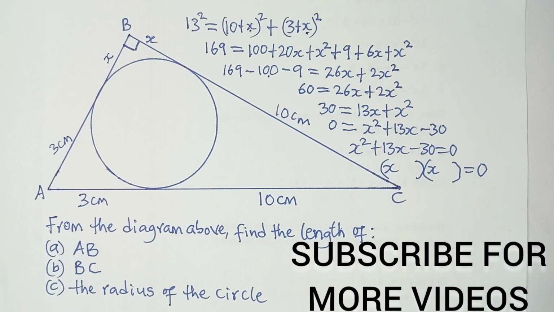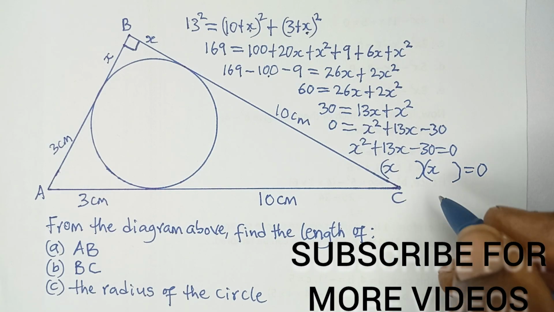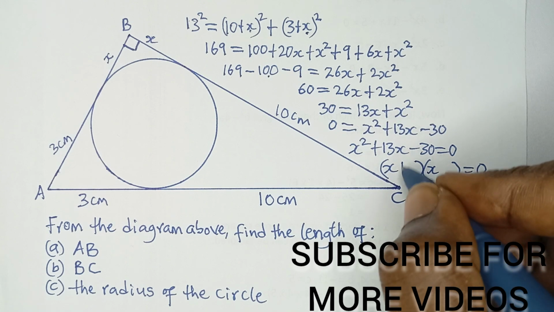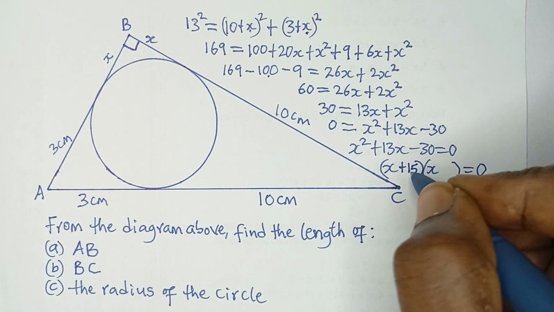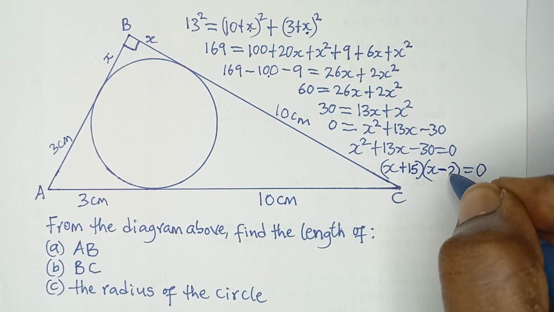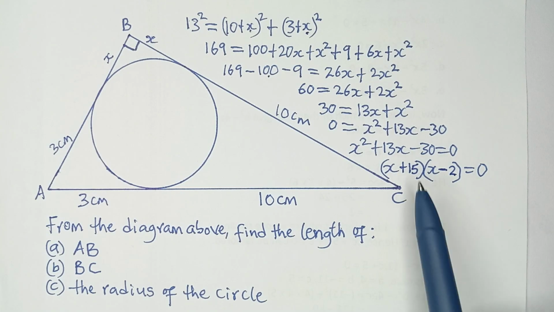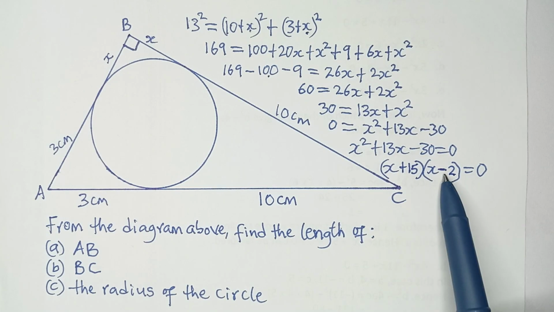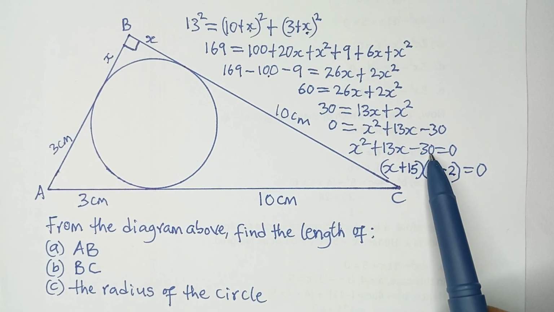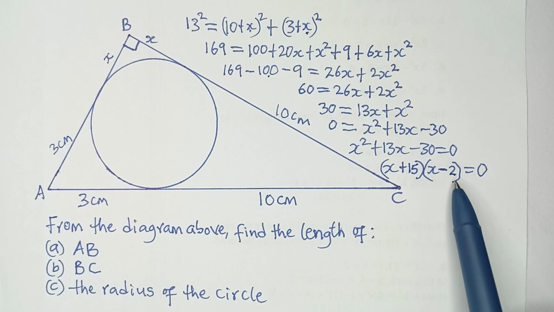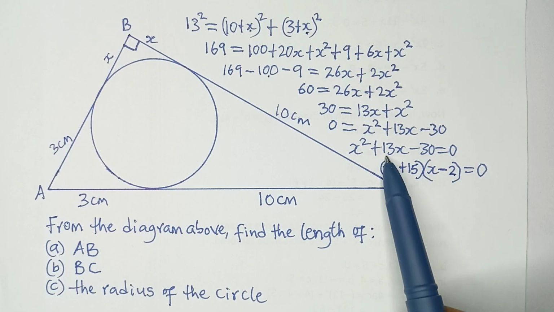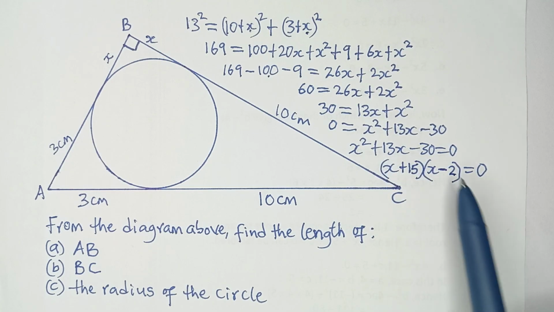So you agree with me that the higher number should take this sign. So you agree with me that the numbers should be positive 15 and negative 2. So positive 15 multiplied by negative 2 will give me negative 30, and then positive 15 added to negative 2 will give me positive 13. So these are the two numbers.